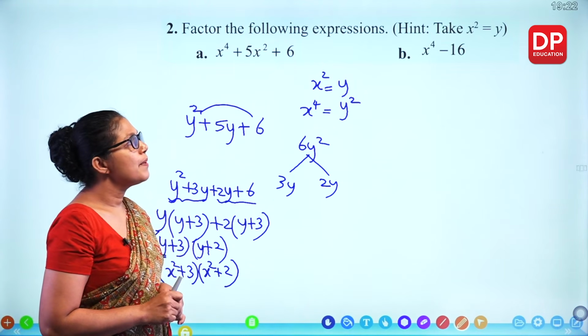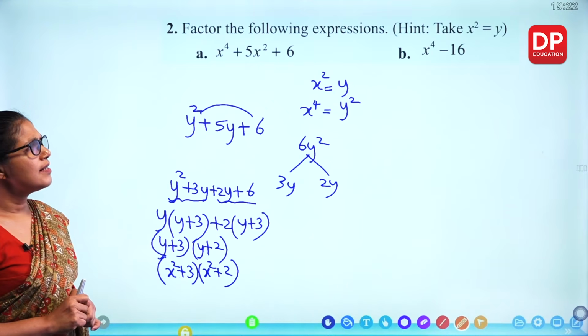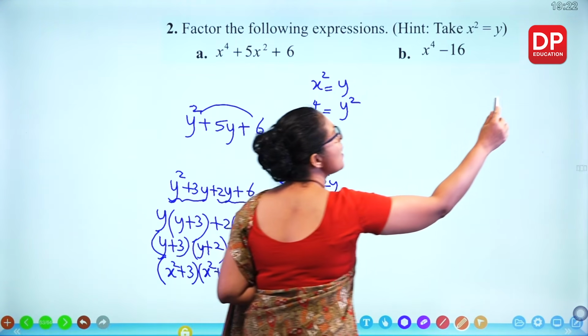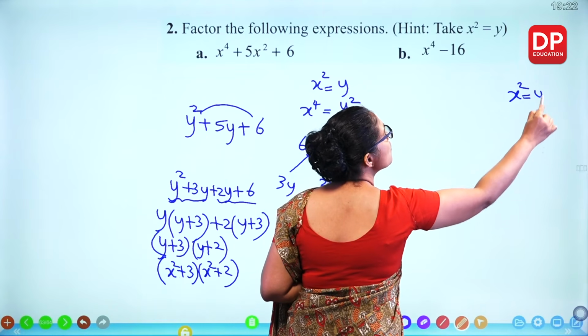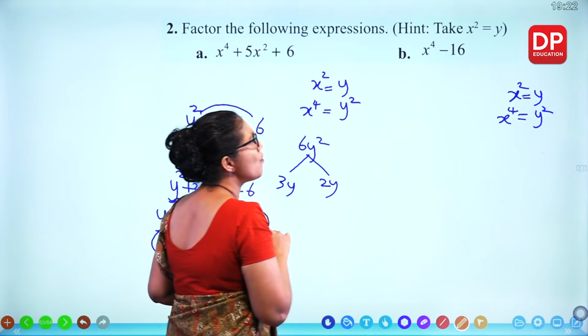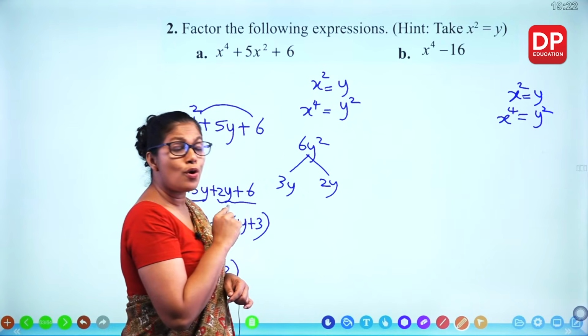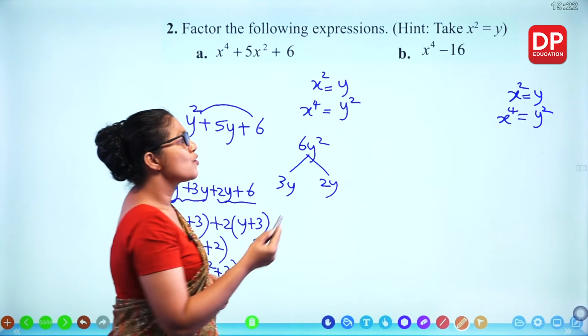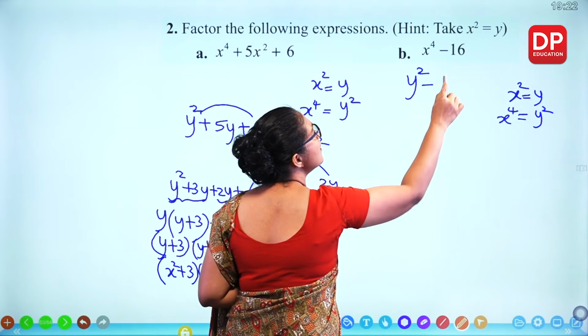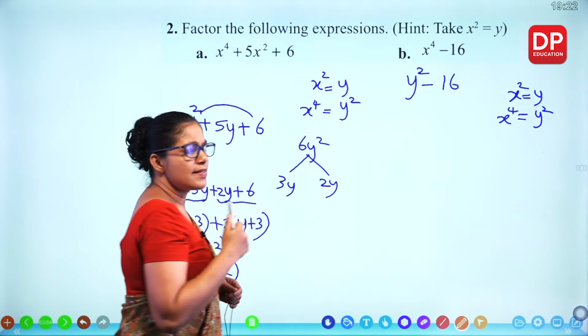Now look at part B. Again they asked to take x squared as y. If we take x squared as y, what is y squared? y squared becomes x to the power 4. Now here x to the power 4 is there, so we can replace this as y squared. Then this is 2 terms.